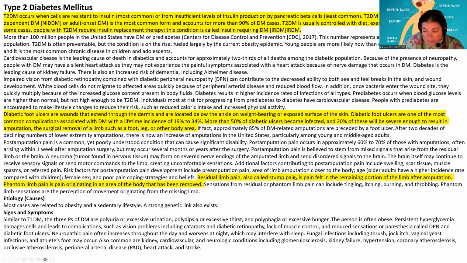Remember, hypertension is high blood pressure, coronary arteriosclerosis, arterial disease, heart attacks, and strokes are all associated with type 2 diabetes.